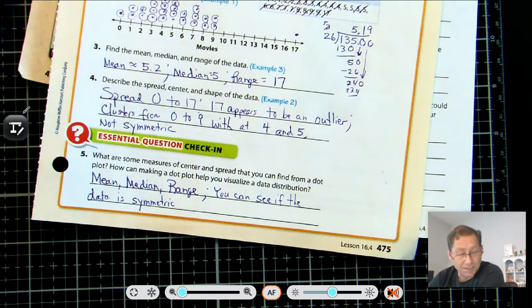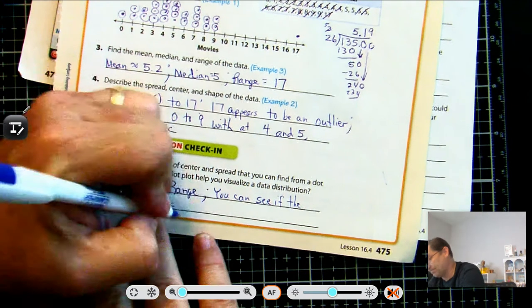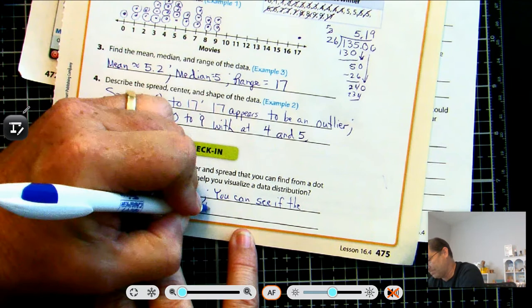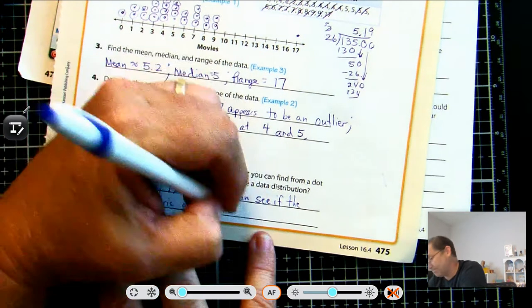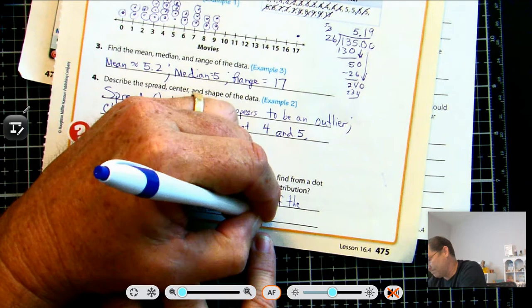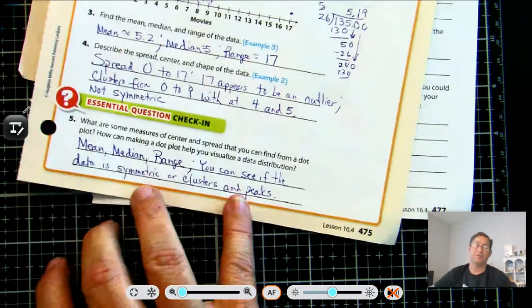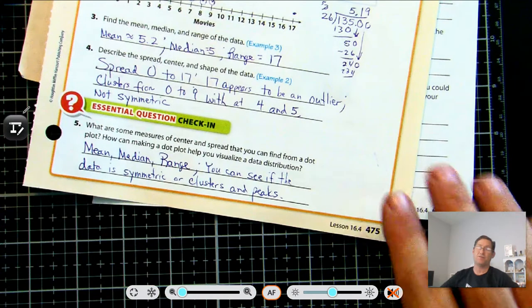We can also see clusters. Okay, so we can also see clusters and peaks using a data plot.